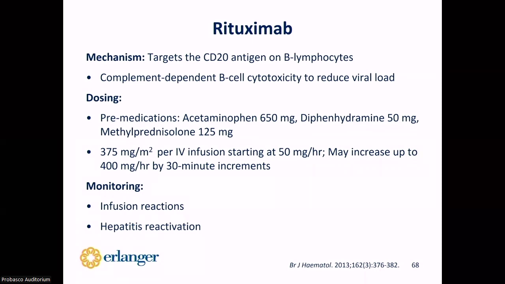And then for its actual dosing, it's dosed at 375 mg per meter squared, and you start the infusion at 50 mg an hour. If patients don't have any infusion-related reactions, and by this I mean anaphylaxis and hypotension, you can increase your dose every 30 minutes up to a rate of 400 milligrams an hour. If they tolerate it all the way up to this dose, then next time you give rituximab, you can go ahead and start at that higher dose.